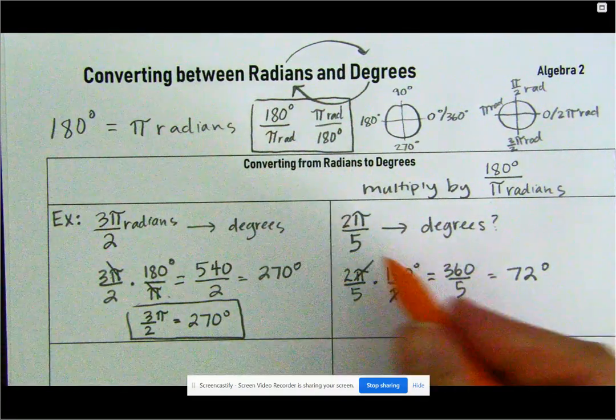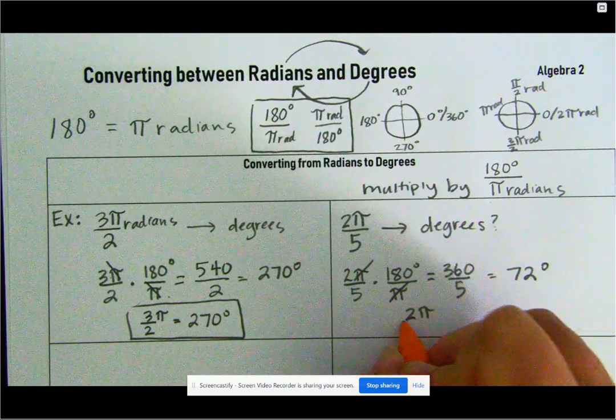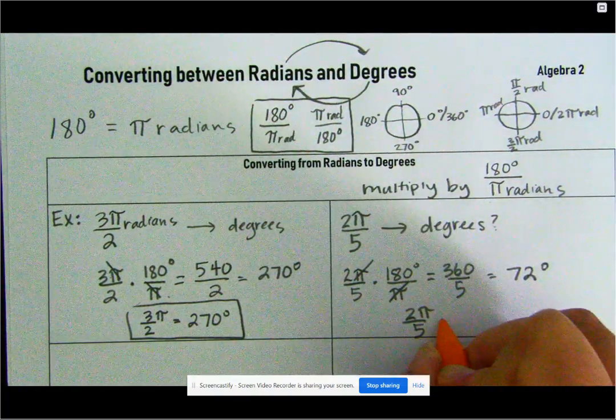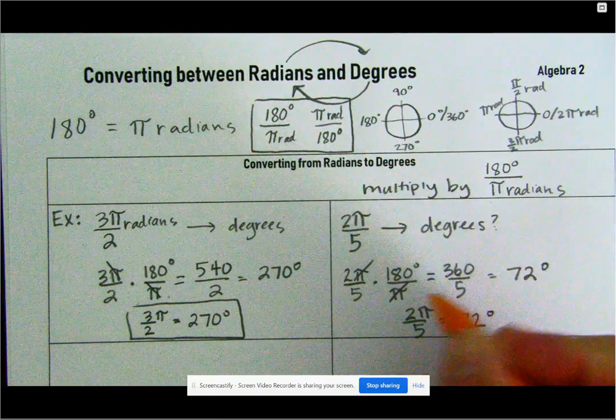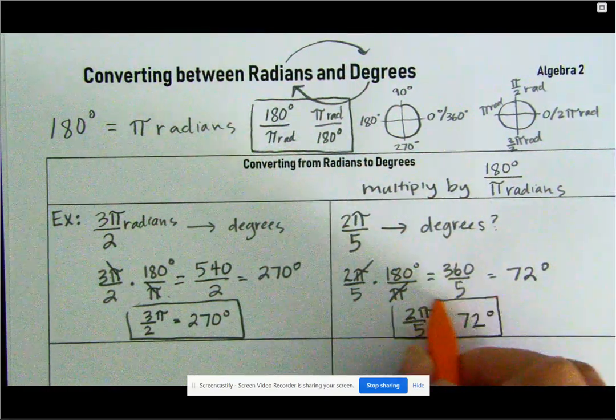Okay, so let's write that. So 2 pi fifths radians is equal to 72 degrees. Those are the same spot on the circle. Okay.